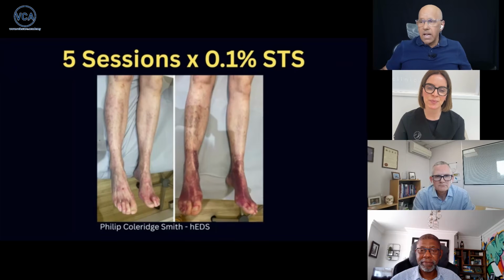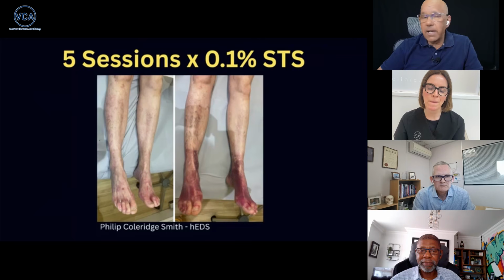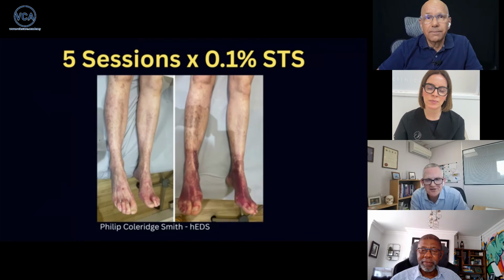Fantastic, yeah. I take my hat off to Philip and his team for doing this and getting that great outcome. Though, as Richard has pointed out, don't their teeth fall out as well, Richard? Yes, it's a collagen defect, so they tend to get early onset gum disease, and then they lose their teeth early as well.